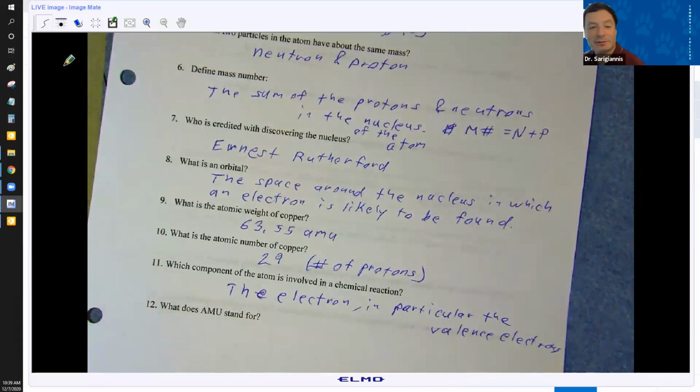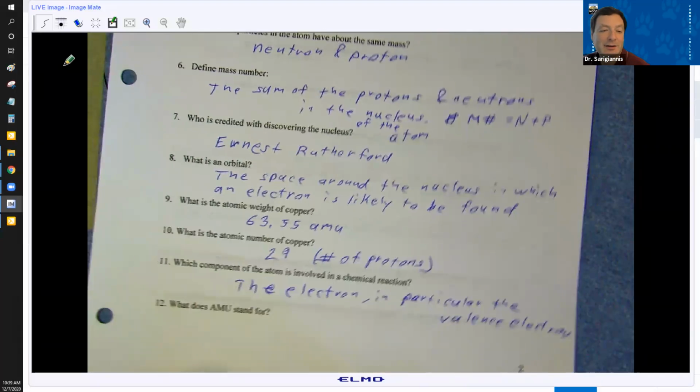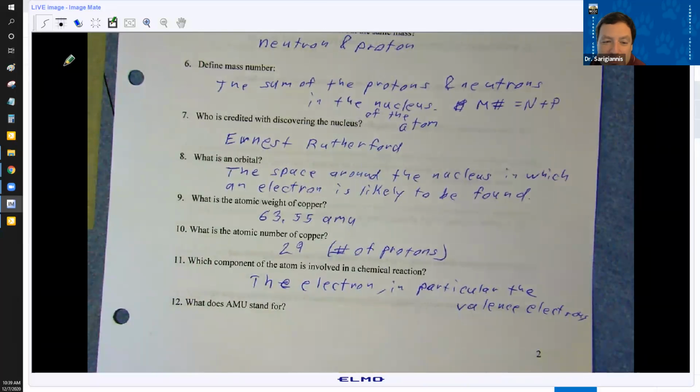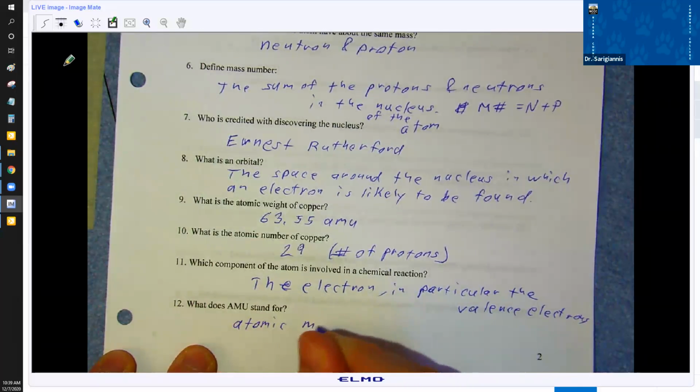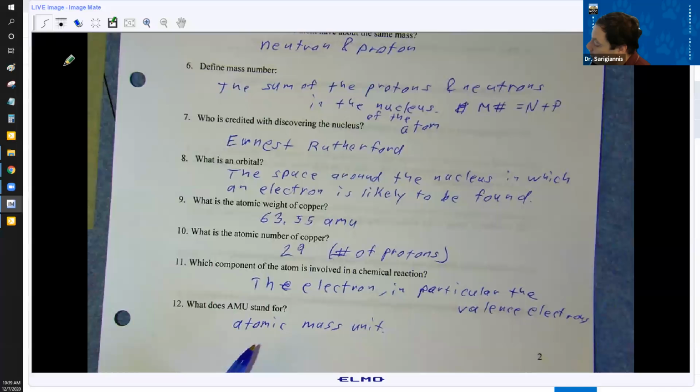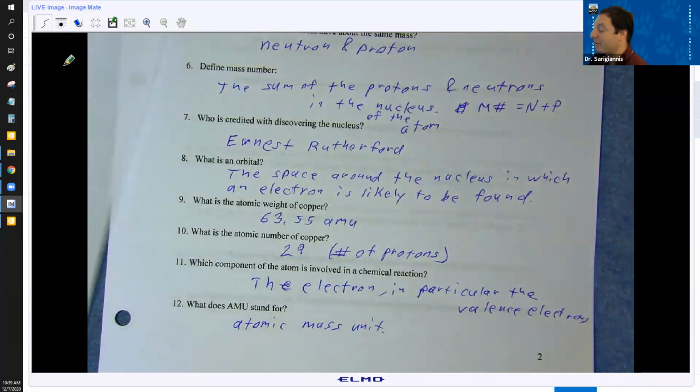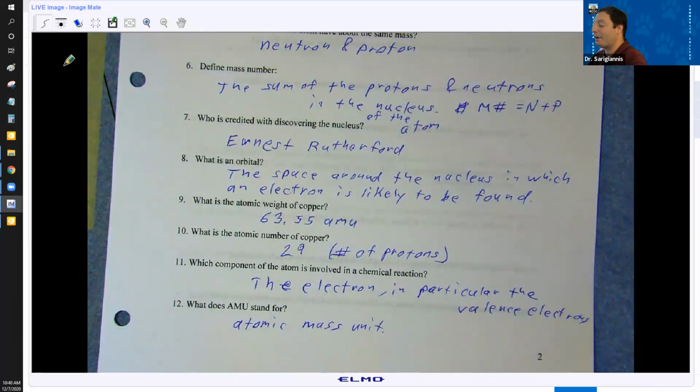The next one I didn't put a poll together for. What does AMU stand for? That stands for atomic mass unit. So remember, 1 proton is 1 atomic mass unit. 1 neutron is also 1 atomic mass unit. So atomic mass units correspond to the mass of a proton or a neutron.